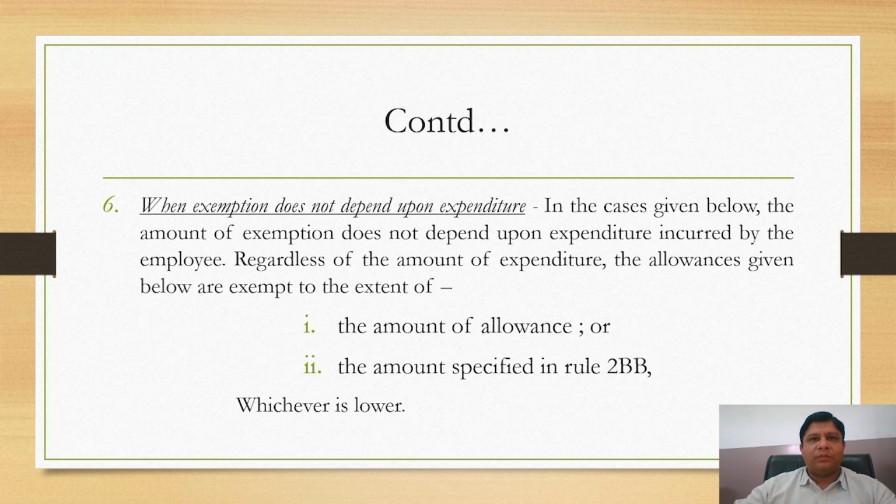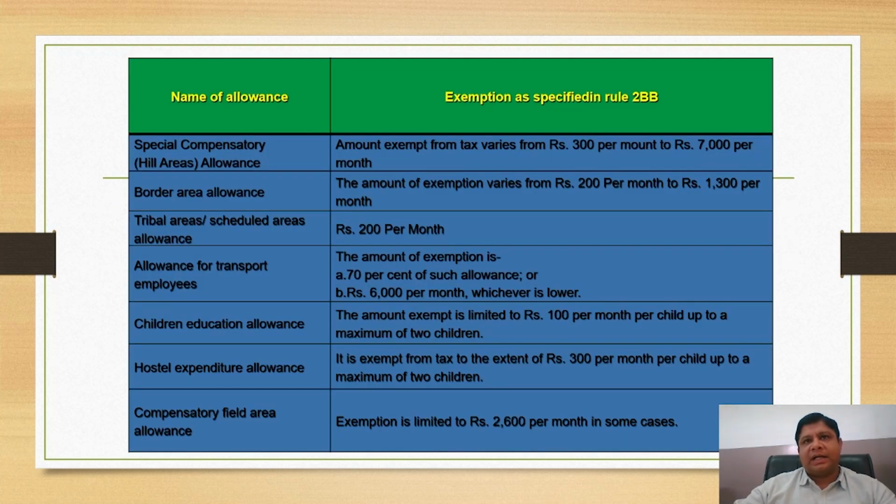To understand Rule 2BB, here is the chart in this slide. Name of allowance, exemption as specified in Rule 2BB. First, special compensatory hilly areas allowance. The amount exempt from tax varies from rupees 300 per month to rupees 7,000 per month. Then border area allowance, tribal area allowance, allowance for transport employees, children education allowance, hostel expenditure allowance, compensatory field area allowance.